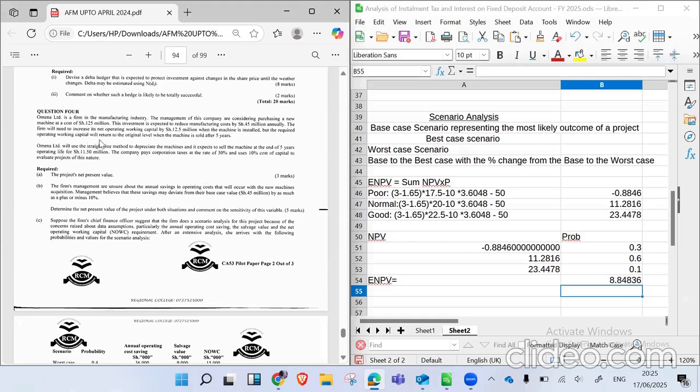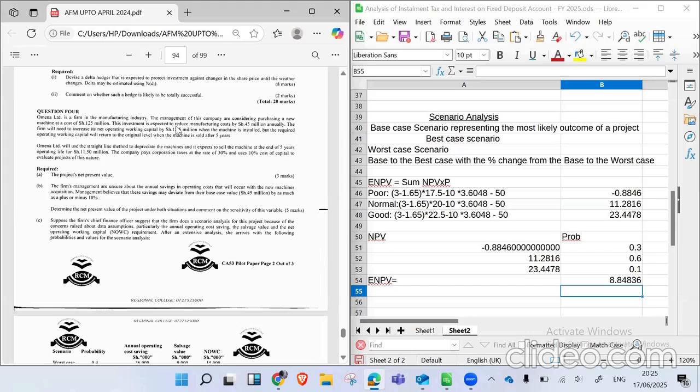Now, Omena Limited is a firm in the manufacturing industry. The management of this company are considering purchasing a new machine at a cost of 125 million. So 125 million is the initial outlay. This investment is expected to reduce manufacturing costs by 45 million annually. When you reduce costs you increase profits. So that's like our annual contribution.